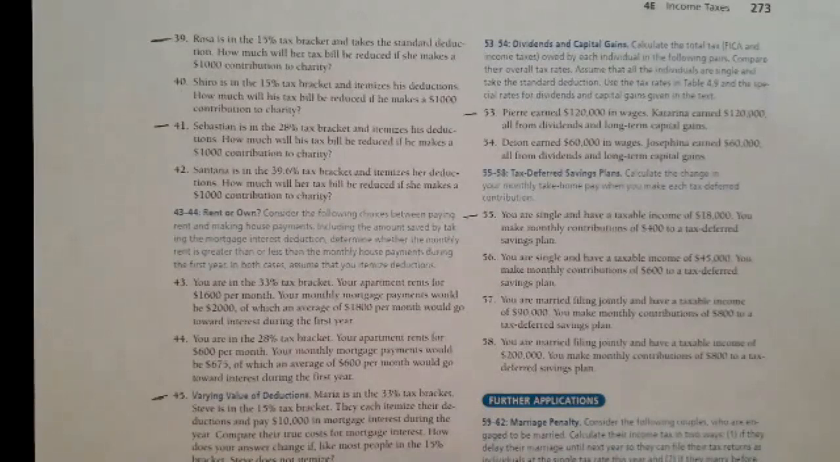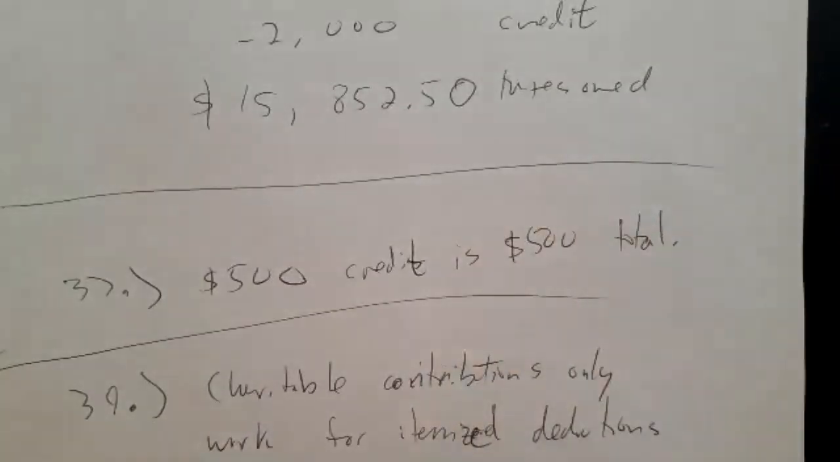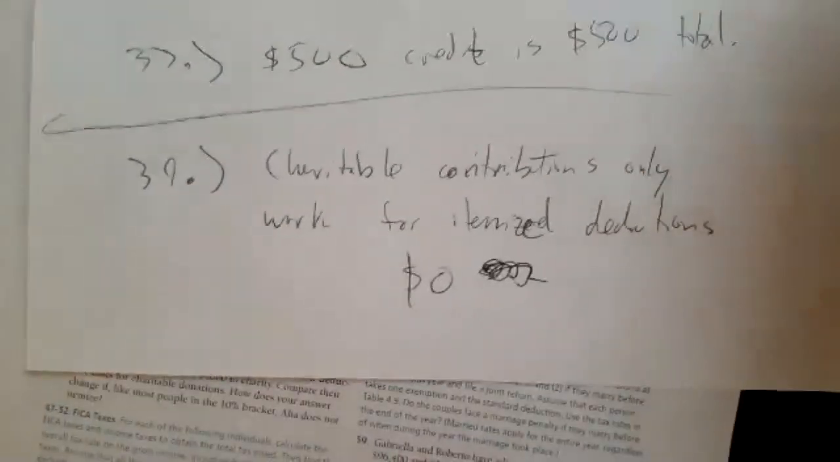So you just get nothing. Yeah, you're getting nothing. And so that's pretty much it. If you're taking a tax credit and it's a $500 tax credit, you're going to get $500. If you're doing charitable contributions, that's only going to work if you're doing itemized deductions. So you're getting nothing. Okay.